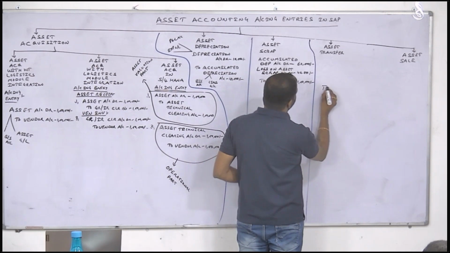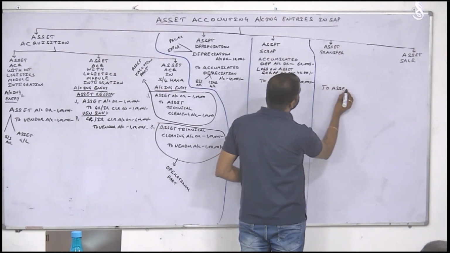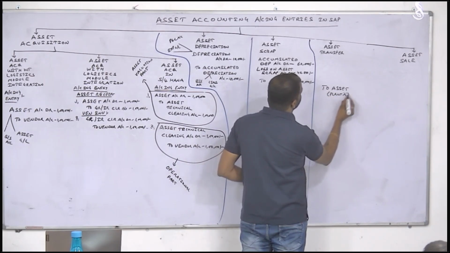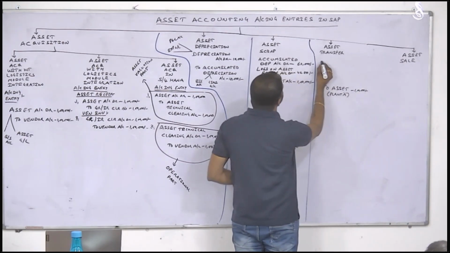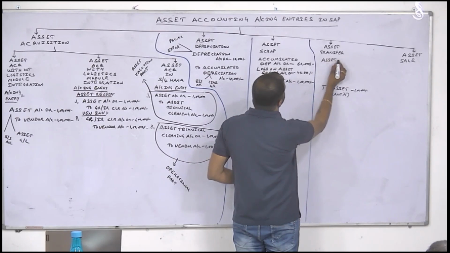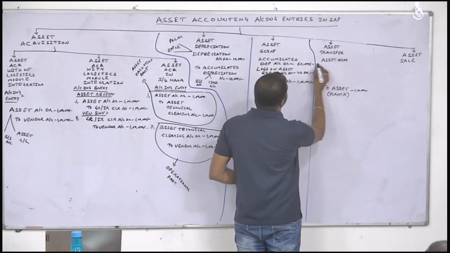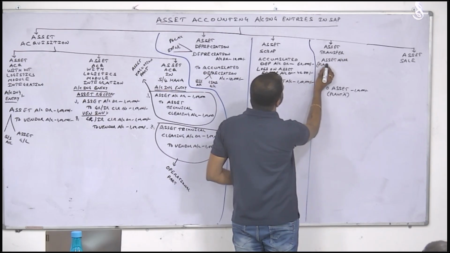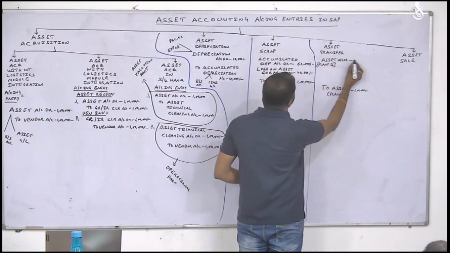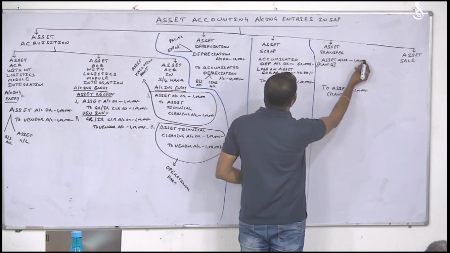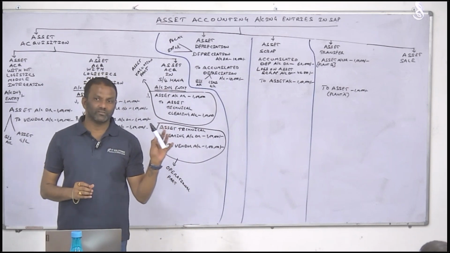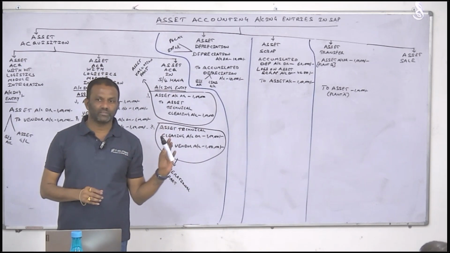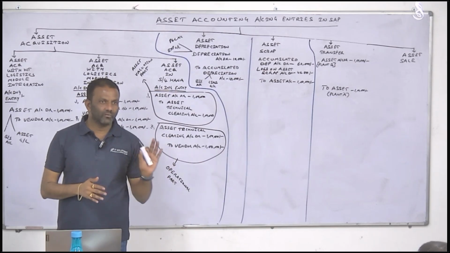Which one are we sending? Asset. Asset of plant A. How much value? 1 lakh. Then who is receiving? Plant B. Asset account. Who is receiving? Plant B. How much value? I already told you, I never ever touch acquisition value. How much, sir, for the asset? 1 lakh.